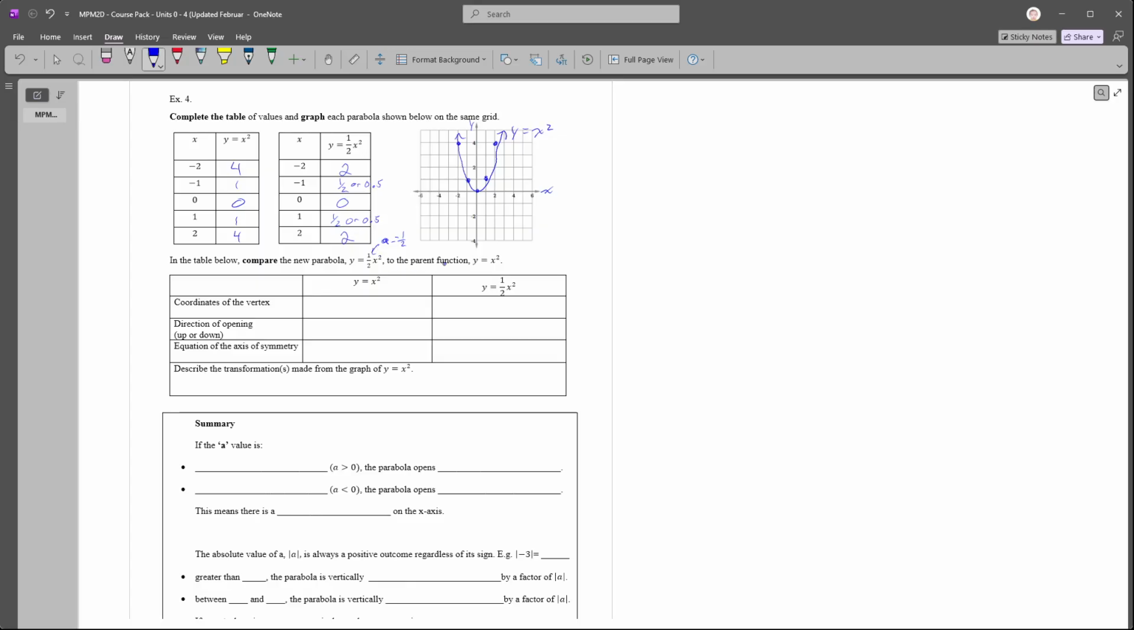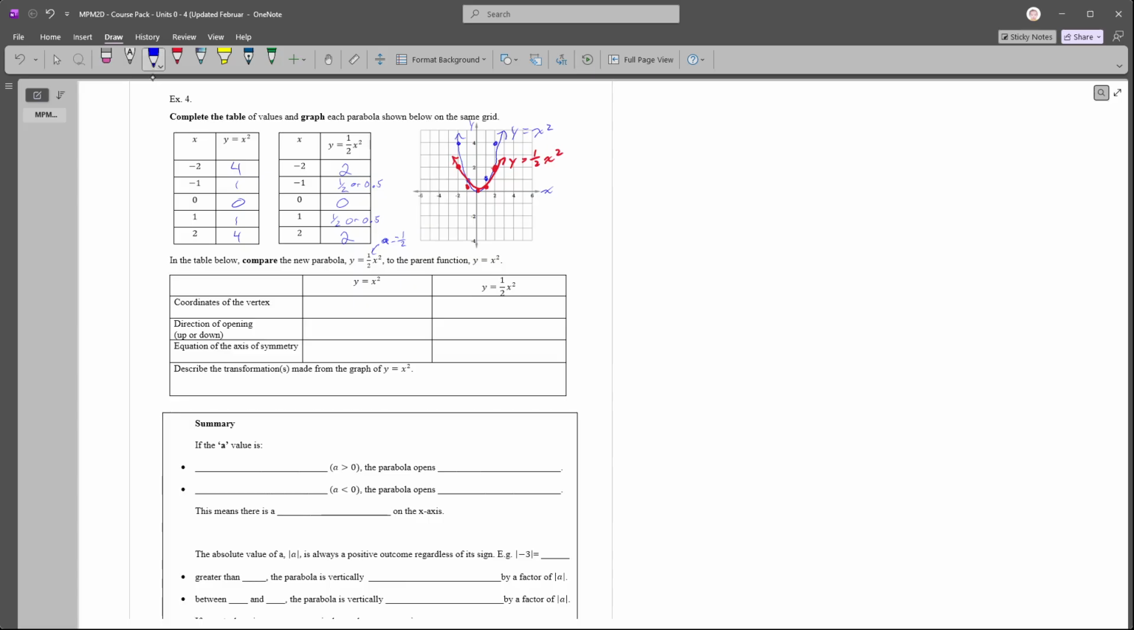All right, so let's graph this new one. Let's use red here. So we have negative 2, 2. So right there. Negative 2, 2. We have negative 1, 0.5. So negative 1 right there. And then still 0, 0. 1 and 1/2. Okay. And 2 and 2. So if we're to graph it this time, we have y is equal to 1/2 x squared.